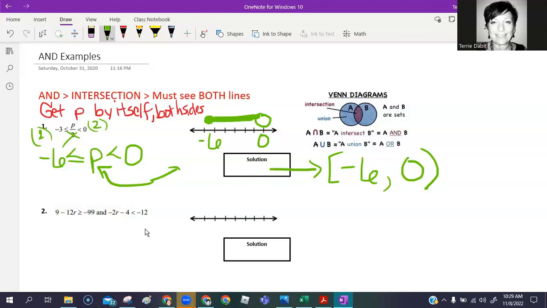Okay, number 2, I'm going to subtract my 9 over here on the right so that that's gone. I have -12r is greater than or equal to -108. So then I'm going to divide by -12.